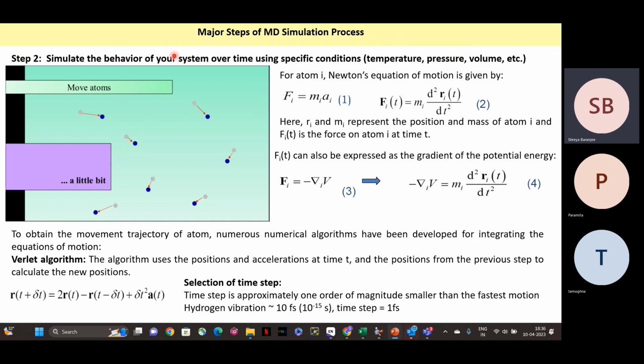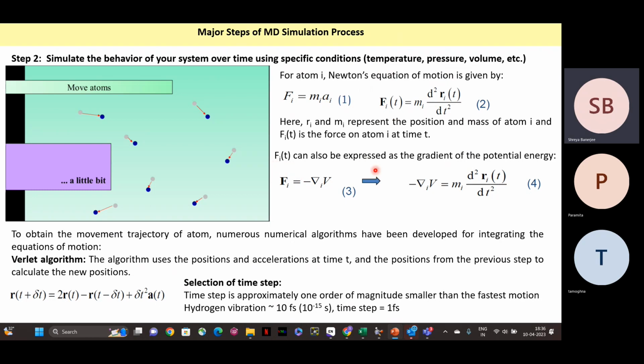So the second step is to simulate the behavior of the system over time using specific conditions like temperature, pressure, and volume. This is based on Newton's equations of motion. As we know, the force applied on an atom is the product of its mass into the acceleration. And acceleration can be written as the double derivative of its position with time. So this acceleration can be replaced by the double derivative of the position r at time t. Using this, we can find the force on an atom.